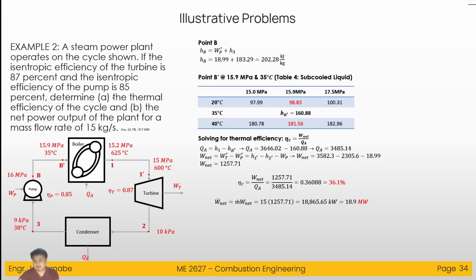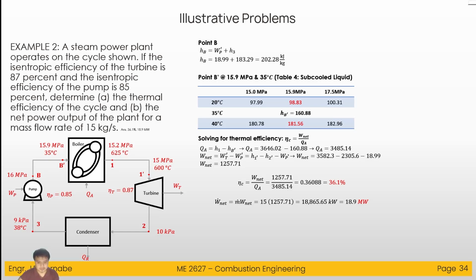You need to solve for the thermal efficiency for this problem. So the thermal efficiency is the network over the input heat. No? So we know that the network is equal to, actually, kiri pala muna. So the heat added, as you can see in the heat balance here, you have H1 minus HB prime. So you will just use H1 and HB prime to get QA, which is 3485.4. And then for the network, that will be the turbine work and the pump work. That will be the difference between the two. We can also do this.